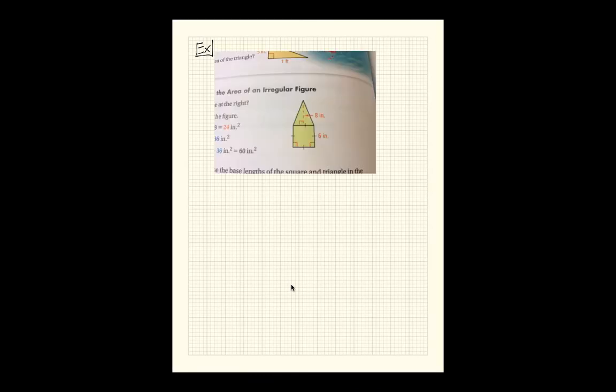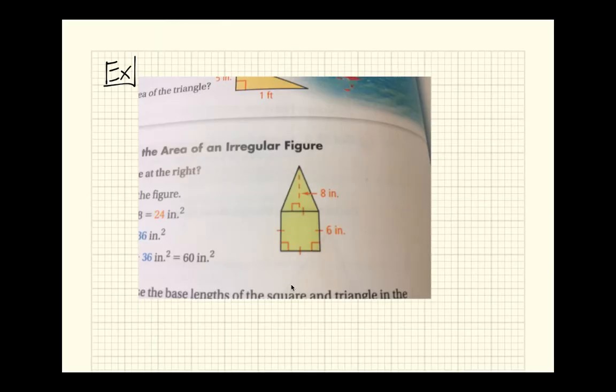This is what we call a compound figure, or a regular figure. The directions here are to find the area. So we have a square and a triangle combined. Basically, all we're doing is finding the area of this triangle and the area of this square. If we add those together, that is the area of the total house-shaped figure. Looks like a little house.